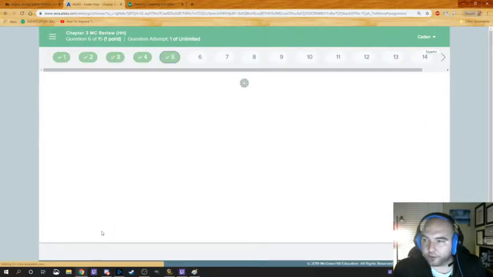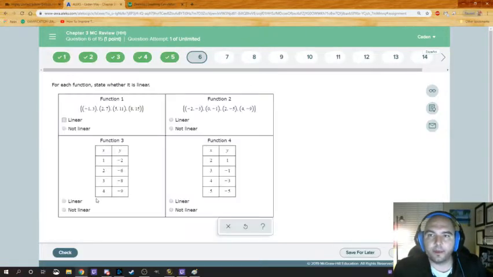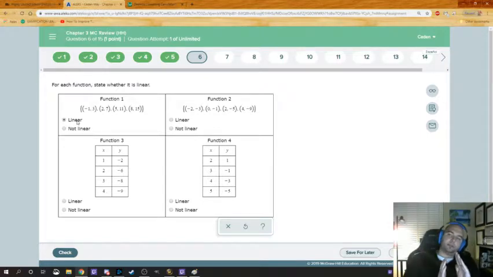Alright, making progress, a third of the way through. Number 6. For each function, state whether it's linear. First of all, what you're looking for is a pattern. Do the x's change in a consistent pattern? Goes up by 2, goes up by 2, goes up by 2. Yes. Do the y's change in a consistent pattern? 3 goes to 7 is 4, 4, 4. If both the x and y change at the same rate, you're looking at a linear function.